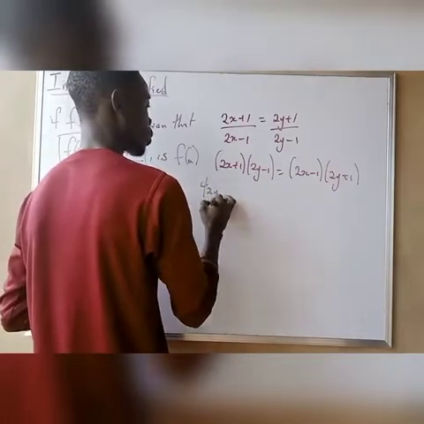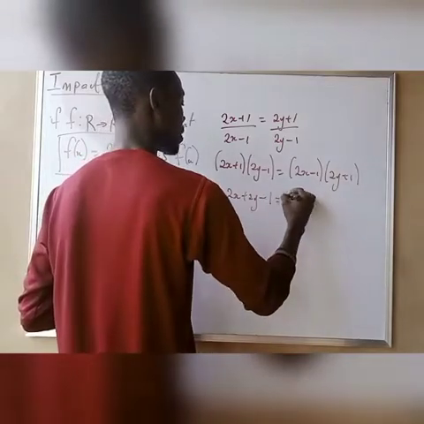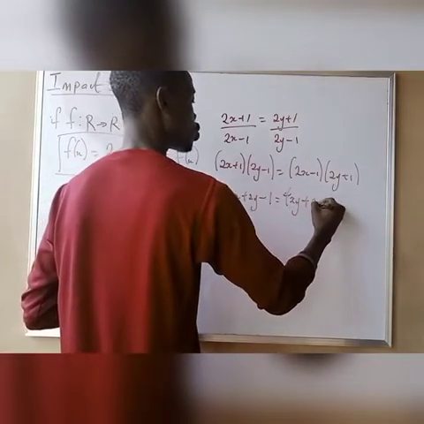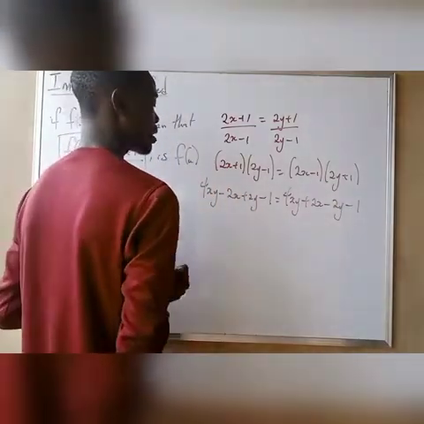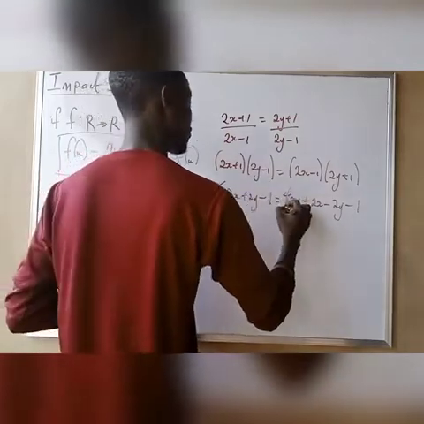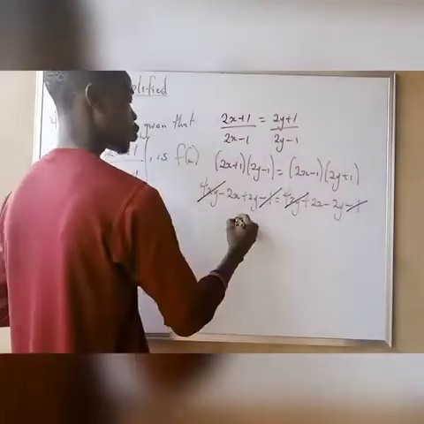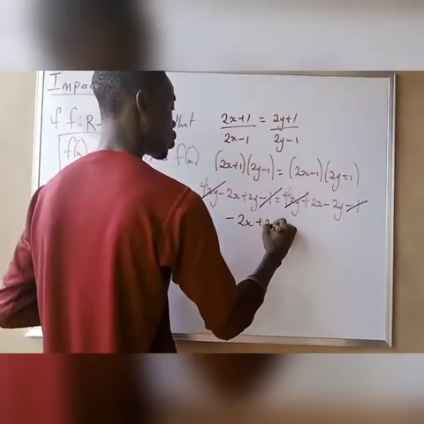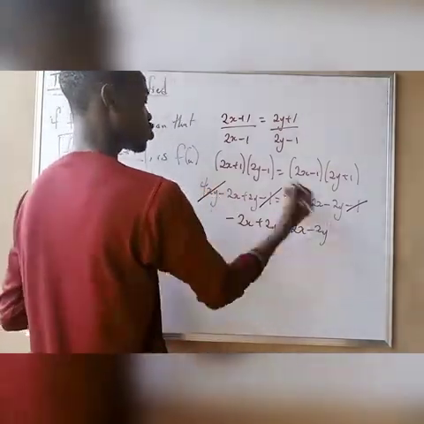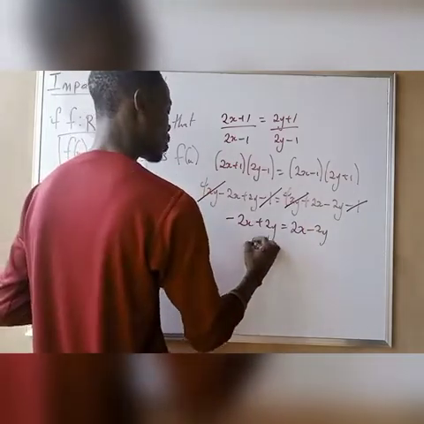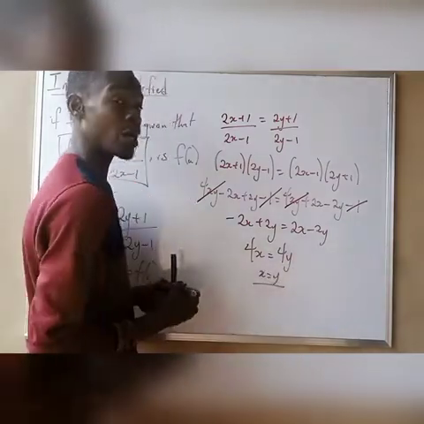And then we expand. That will give us 4xy minus 2x plus 2y minus 1 is equals to 4xy plus 2x minus 2y minus 1. Wow. So after having this, then let's simplify. That means 4xy can cancel 4xy. Minus 1 can cancel minus 1. So we are going to be having minus 2x plus 2y is equals to 2x minus 2y. So collect like terms. If you transfer this here, we are going to have 4x is equals to 4y. And at the end of the day, our x is equals to y.